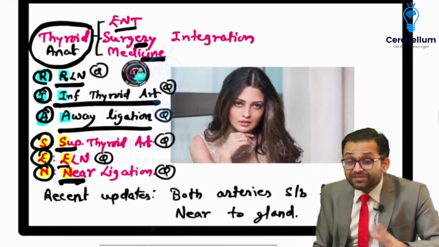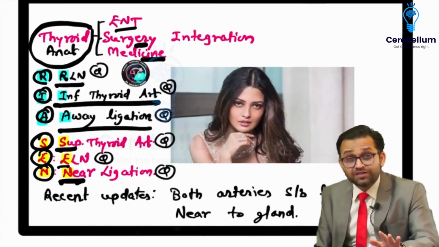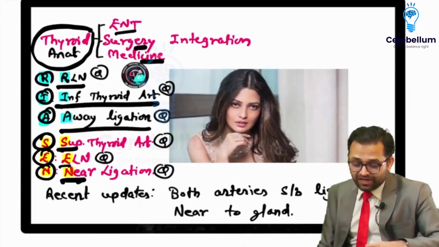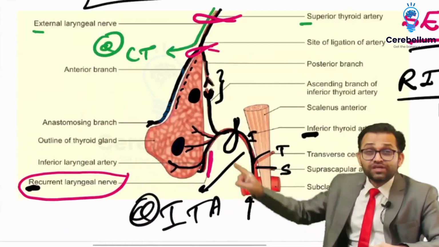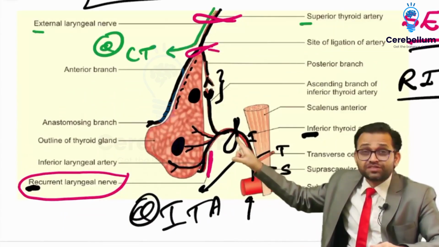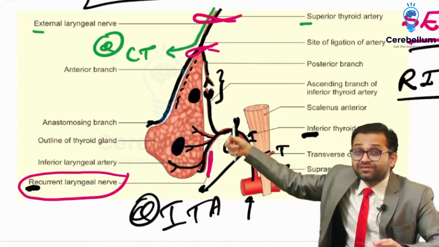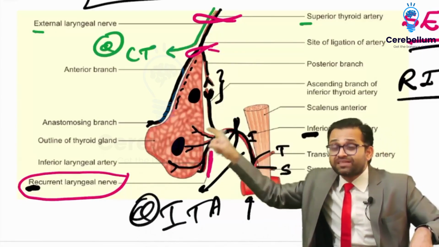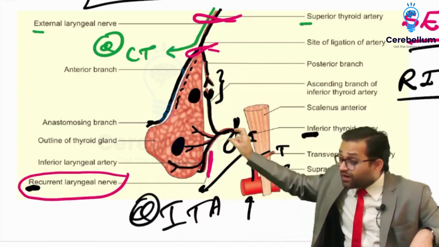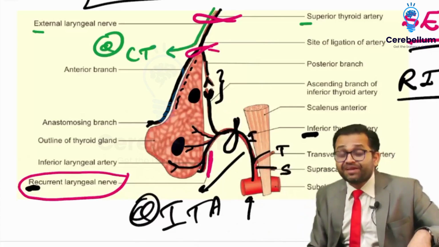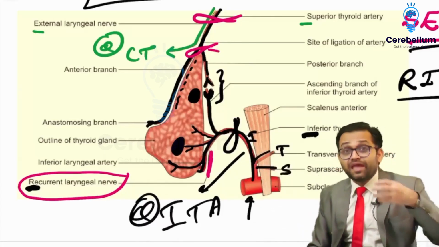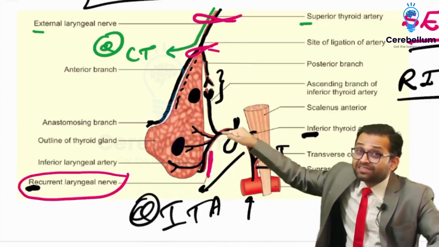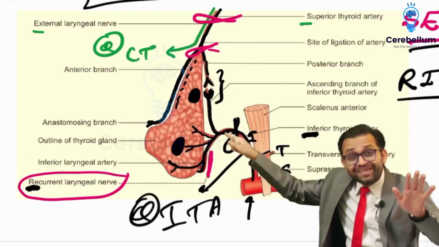But one recent update: surgery textbooks, Schwartz, Love and Bailey, all are saying both arteries should be ligated near to the gland. Why? This is the update. Try to understand again. Because if you are ligating away, in that situation, all the fine branches go dead, ischemia, necrosis, and the inferior thyroid artery is the main artery which is supplying the parathyroid. So if you ligate away, parathyroid ischemia is there, and if there is parathyroid ischemia, then calcium metabolism is affected. So nowadays, the new concept, you have to ligate both arteries near to the gland.